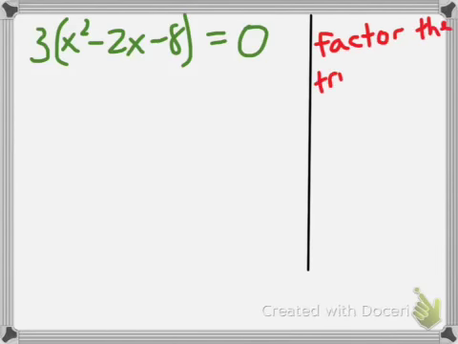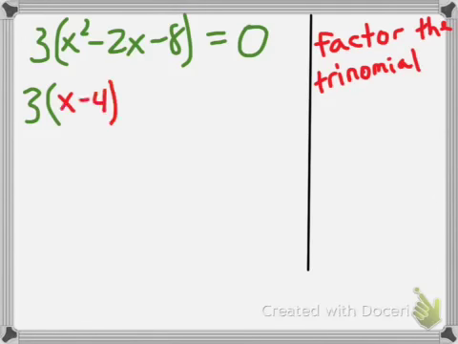Last step, we're going to factor the trinomial. So x squared minus 2x minus 8 can be factored into x minus 4 times x plus 2. Okay, now we have three terms here, 3, x minus 4, and x plus 2. We know one of those has to be 0. So can 3 be equal to 0? No, I would say 3 cannot be equal to 0. It's 3. So can x minus 4 be equal to 0?